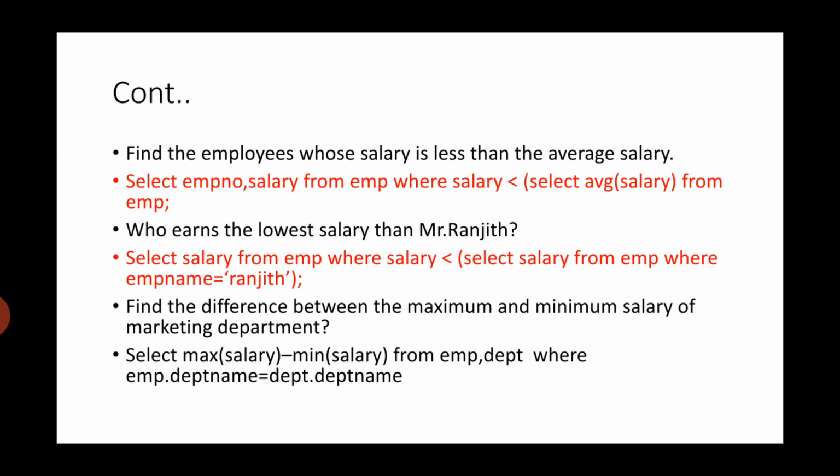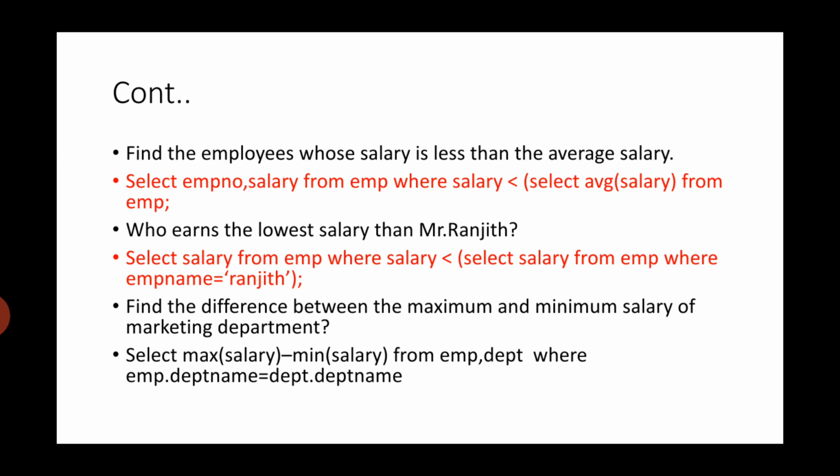And the last one: the difference between the maximum and minimum salary of the marketing department. So for one particular department, I need to do the analysis. What is the maximum salary, what is the minimum salary, and what's the difference between these two values? It may be the maximum salary is 10,000 and the minimum salary may be 1,000. So I need to find out the difference between the max and min: 10,000 minus 1,000. I want that value for the particular department. Here the department detail I need to get from the department table and salary from the employee table, so that I can go for the join query.